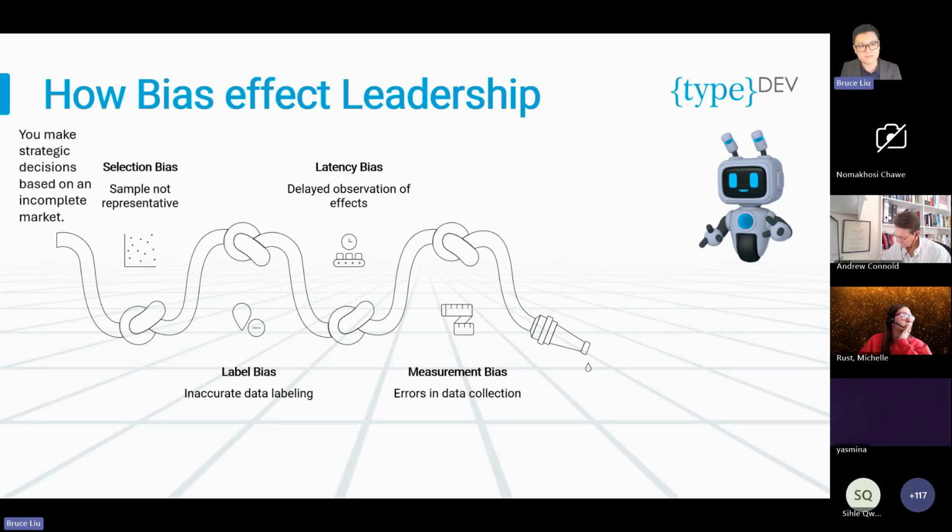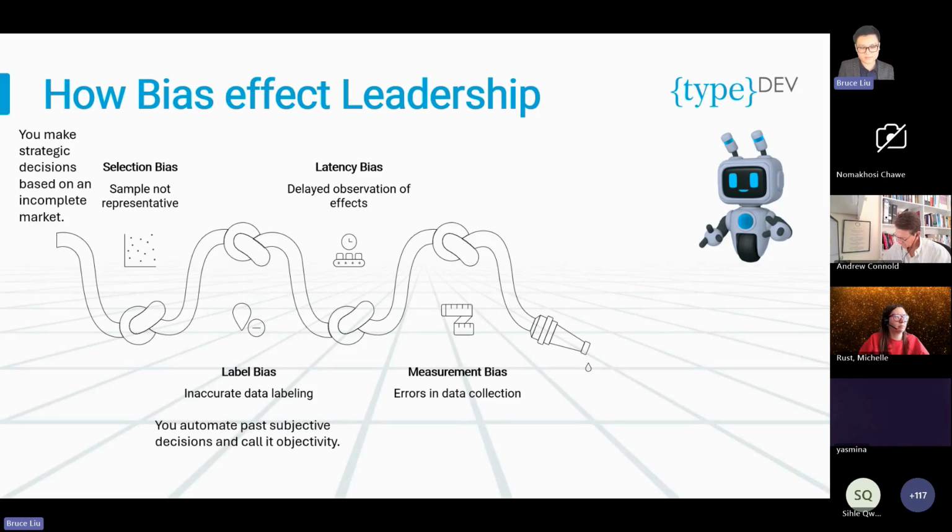So, for example, selection bias. You make a strategic decision based upon an incomplete market. So if you start narrowing down the data that you have gathered from research or from your customers in order to train your AI, then you would start having an issue about whether the strategic decisions actually match your target audience.